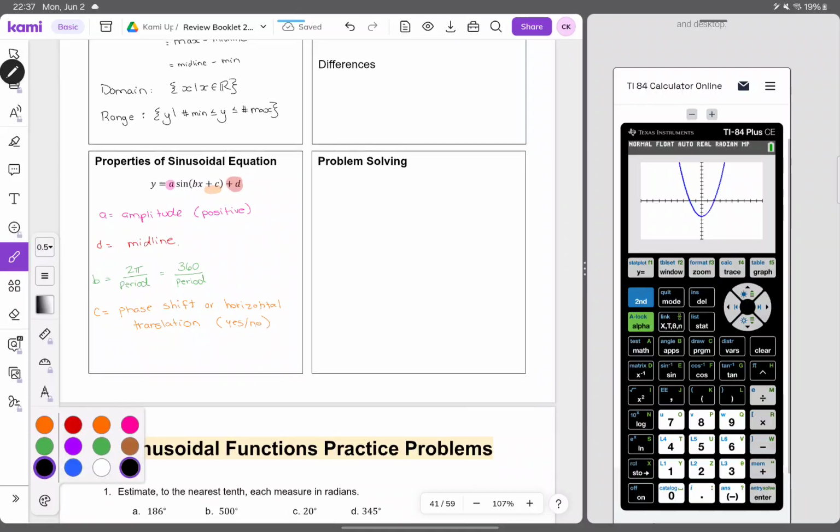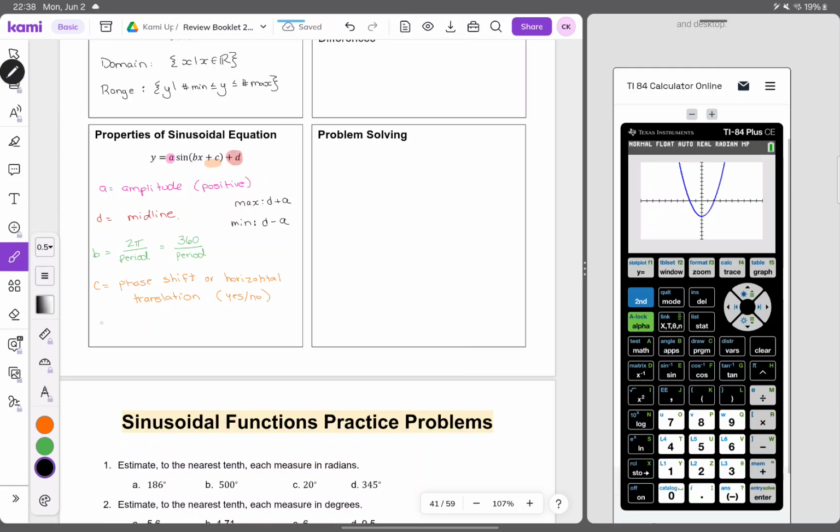So knowing these letters, we can find a couple of things. For example, our max value is going to be our midline plus our amplitude. Our min value is going to be our midline minus our amplitude. And that is going to help us, of course, find our range. So our range is going to be y such that, well, we would want our min, and we would want our max.